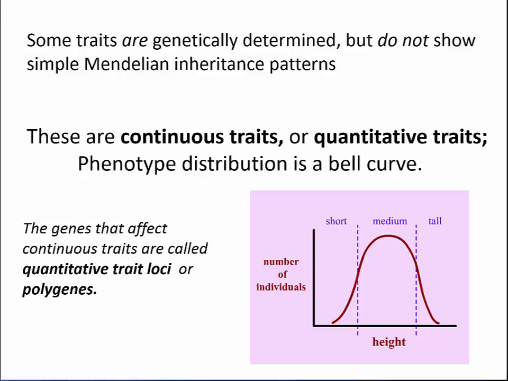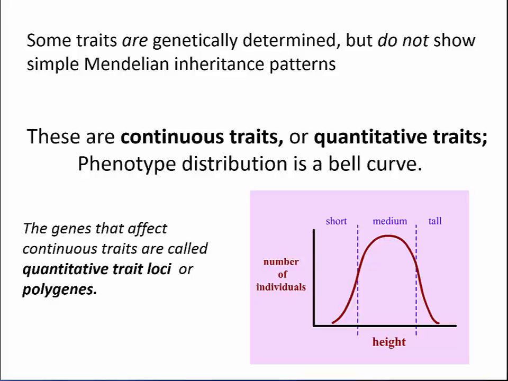A lot of traits, however, and particularly human traits, are not Mendelian in nature. And so these are called continuous traits or quantitative traits. An example is human height. We all know that human height is genetic, and if your parents are tall, you also tend to be tall as well. However, this is not a distinct 3-to-1 ratio. This is a quantitative trait.